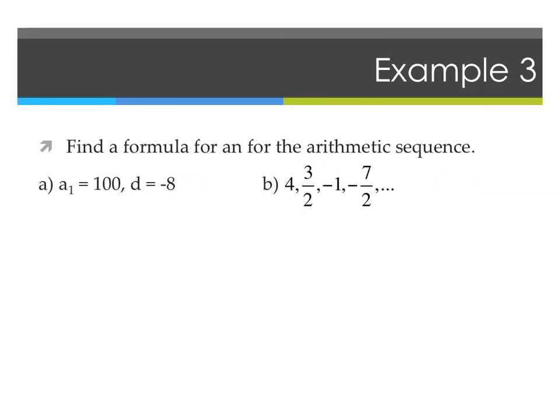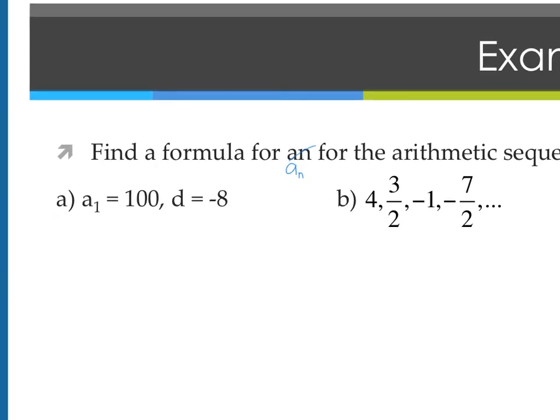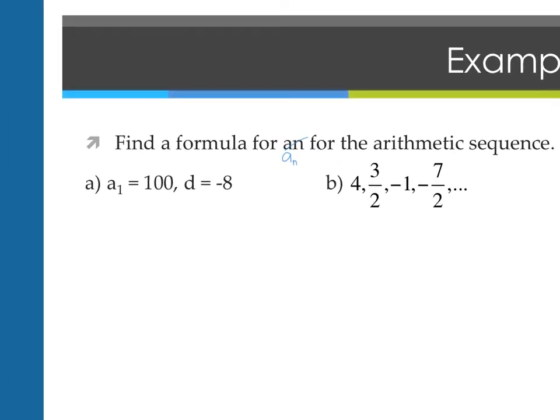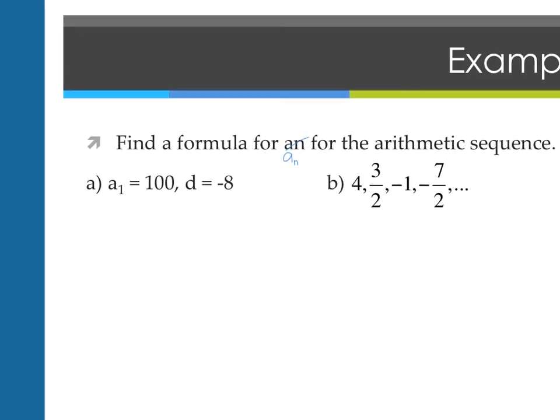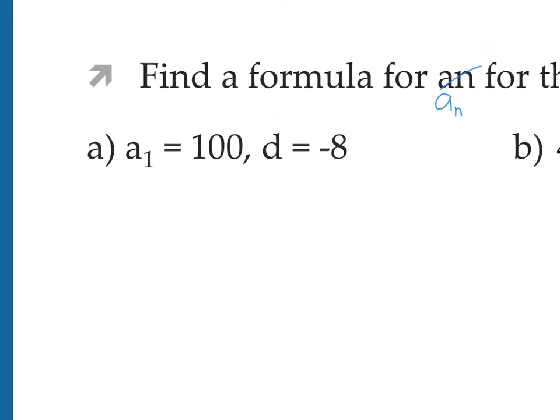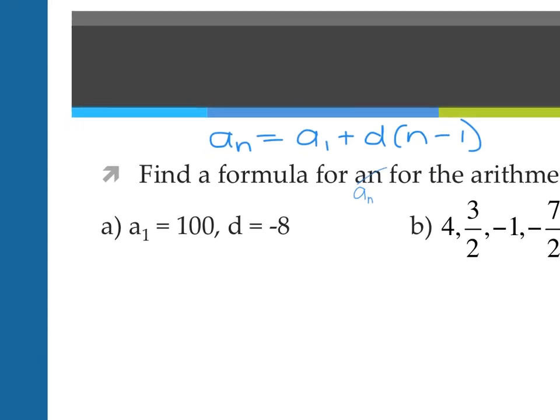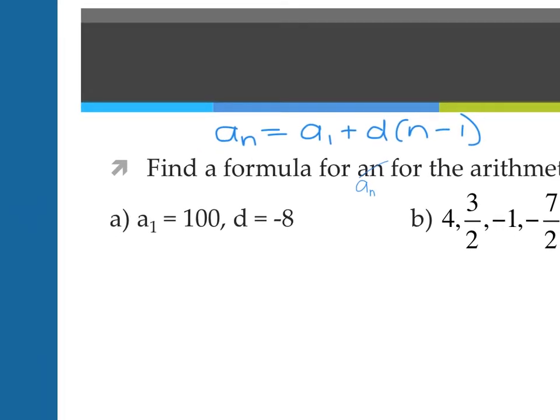All right, so it says find a formula for a sub n for the arithmetic sequence. So 1, it's already telling you it's arithmetic, okay? 2, you're looking for the equation. So if I've got, let me write it up here again, a sub n equals a sub 1 plus d times n minus 1. So that gives you everything you need. You've got the a sub 1 and the d right there.